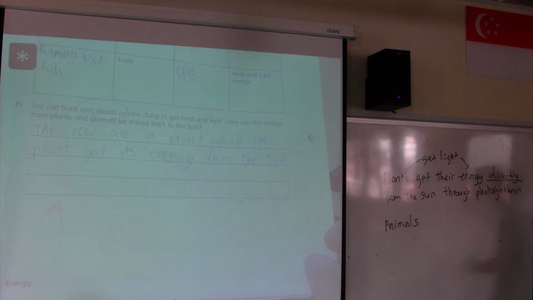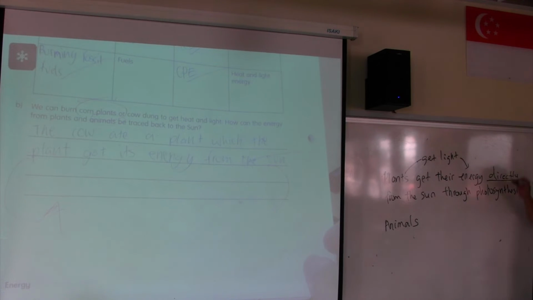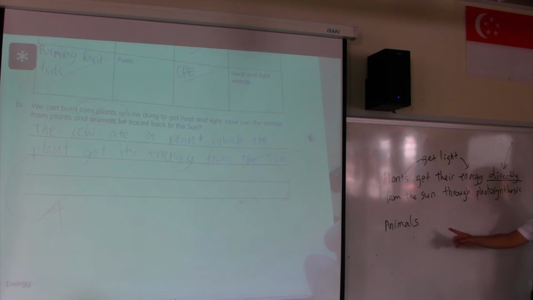How do animals get it? How do you trace it back to the sun? Clue, this word is useful to answer this part. I'll give you 10 seconds to think now. How do I answer animals?